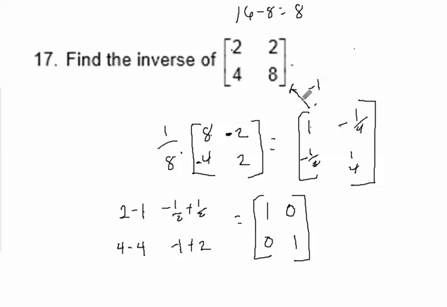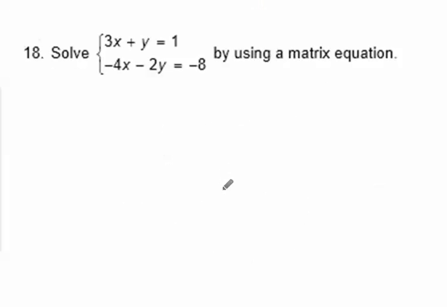Okay? So if this is A, this is A inverse. That's the way you find it. It really is just a matter of memorizing where you relocate things to and multiplying times 1 over the determinant. Okay?